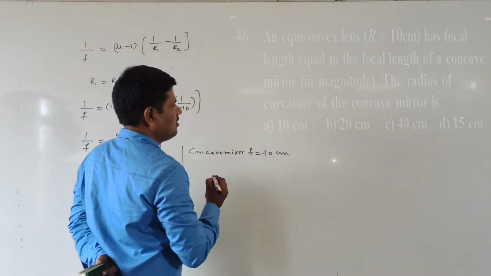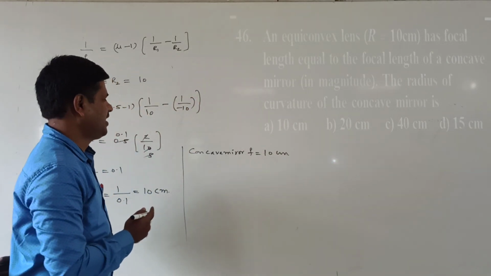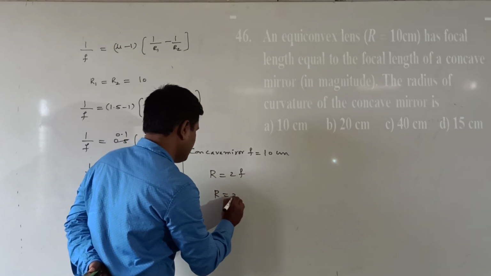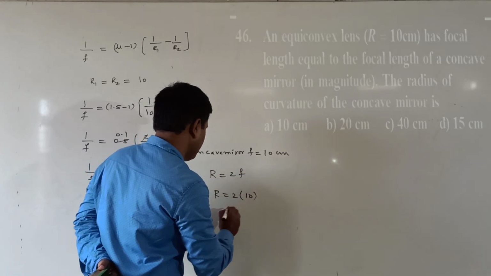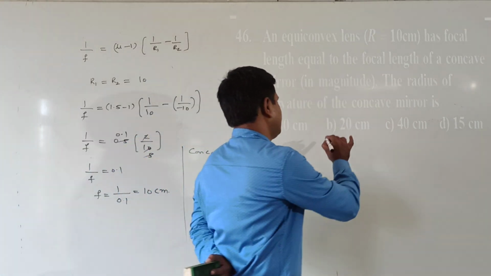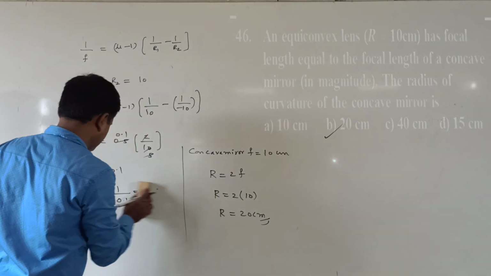Now radius. Only the magnitude is asked, so we have no need to take the minus here. Just the radius and focal length relation, r equal to 2f. Here f is equal to 10. Now what is R here? R is equal to 20 centimeters. This is the B option, which is correct.